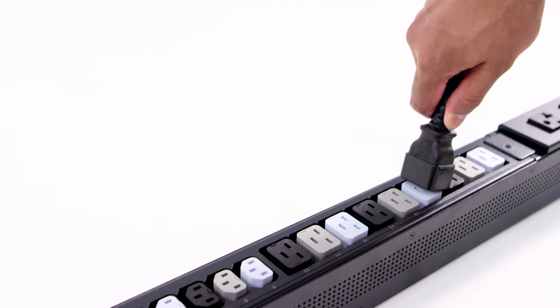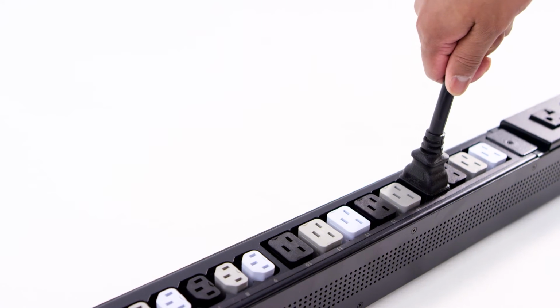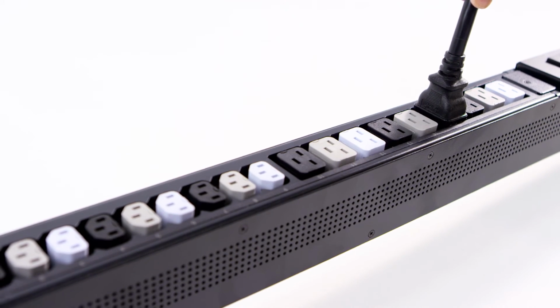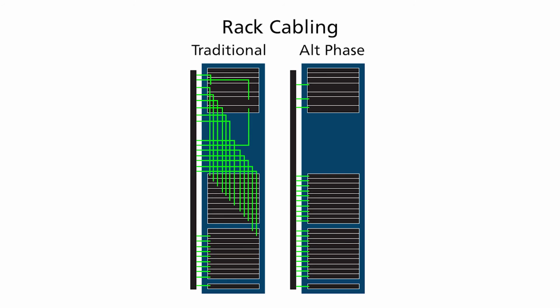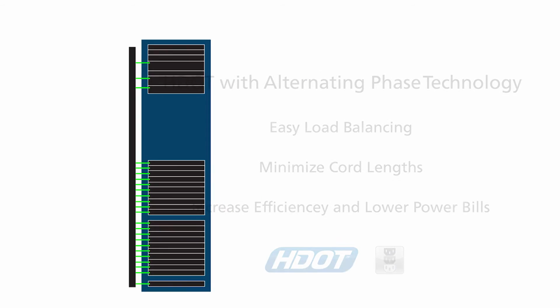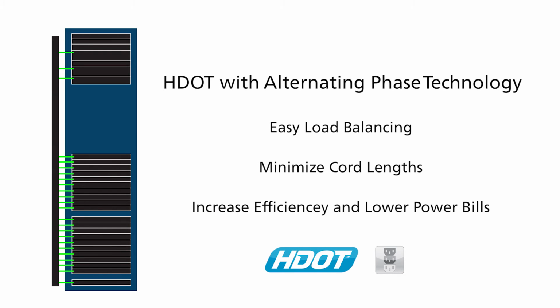Another feature of HDOT is the high native power cord retention. This is important to our customers as it greatly reduces chances of power cords coming loose between the PDU and rack equipment. HDOT comes with alternating phase, which helps cable management and load balancing within a data center rack, which helps our customers operate at the highest efficiency.